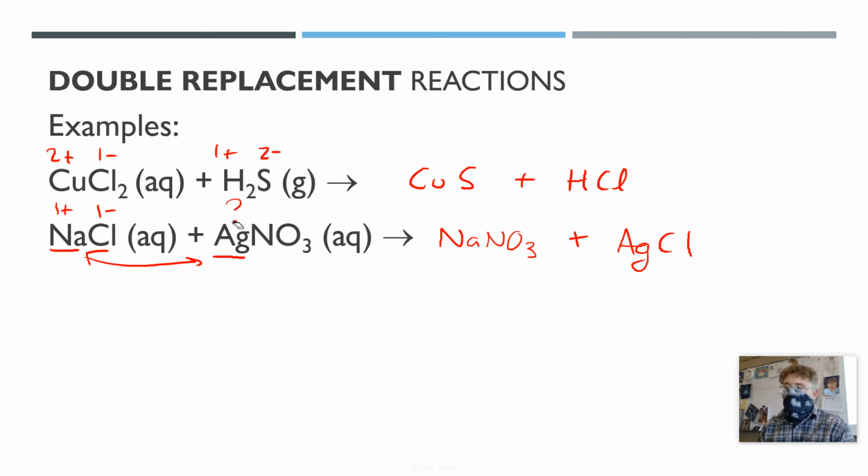Silver's a transition metal. But nitrate, that is a polyatomic ion. So from the resource sheet, you can see, okay, nitrate's got a 1- charge. So if we have 1 silver bonded to that, what charge must silver have? 1+. Okay. So sodium's got a 1+ charge. Nitrate's got a 1- charge. Are we good? Yes. Over here, silver's got a 1+ charge. Chlorine's got a 1- charge. Are we good? Yes. So we are all good there. Nothing we had to change again.